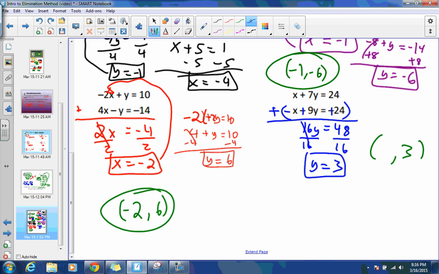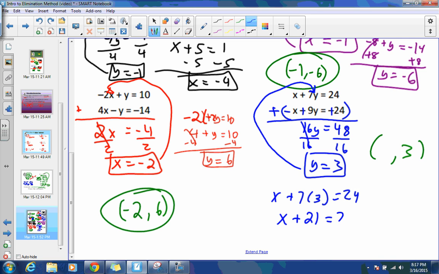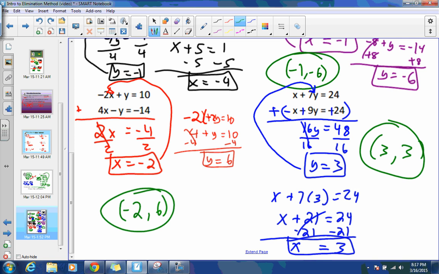And last step, take that y, the 3 for the y, and plug it back into the first one. And you end up with x plus 7 times 3 equals 24, which would be x plus 21 equals 24. And lastly, we subtract 21 from both sides to get x by itself, equal to 3. So our x is also 3 in this case. And our solution would be 3, 3.